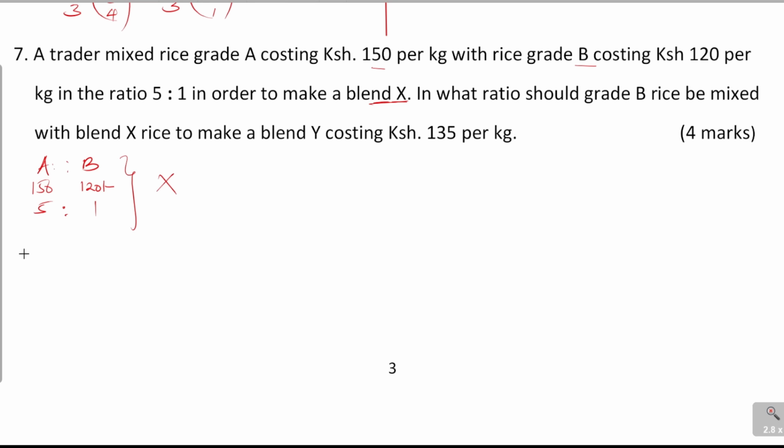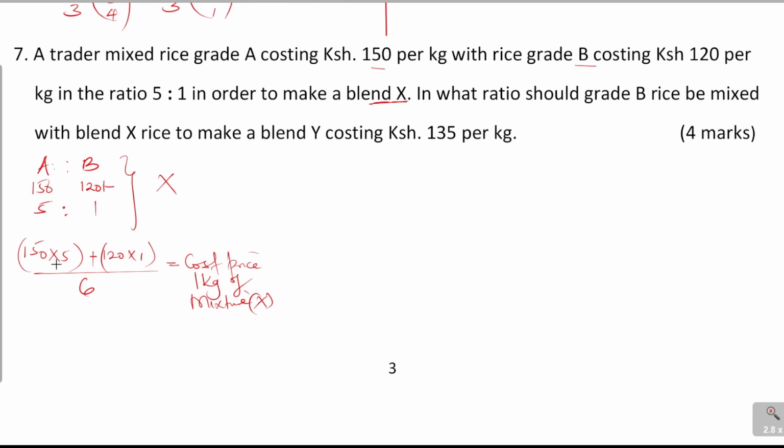To get 1 kg of blend X, we take 150 multiplied by 5, that is the corresponding ratio. Then we add 120 times 1, and then we divide by the sum of the ratio, that is 5 plus 1, which is 6. Now this will give the cost price of 1 kg of the mixture, and this is blend X.